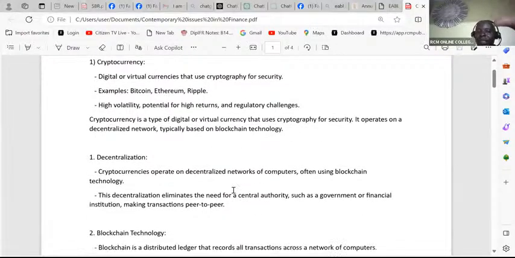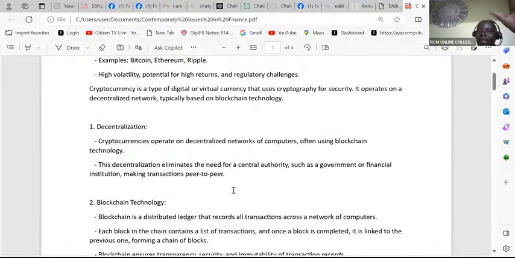So I would want to explain these words one at a time. Decentralization, the opposite of centralization. Cryptocurrencies operate on decentralized networks of computers, often using blockchain technology. This decentralization eliminates the need for a central authority, such as government or financial institutions, making transactions peer-to-peer. So in this case, you shall not be having the entire country being run from Nairobi. So it's peer-to-peer. My machine connected to your machine. We are able to run this thing, ladies and gentlemen.